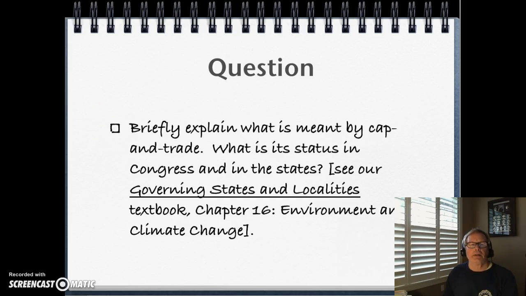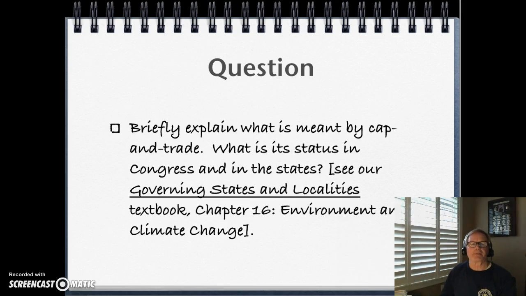Okay? Next question is, briefly explain what is meant by cap and trade. What is its status in Congress and in the states? So here you're going to be looking at our Governing States and Localities textbook, and this is going to be on Chapter 16, the Environment and Climate Change.